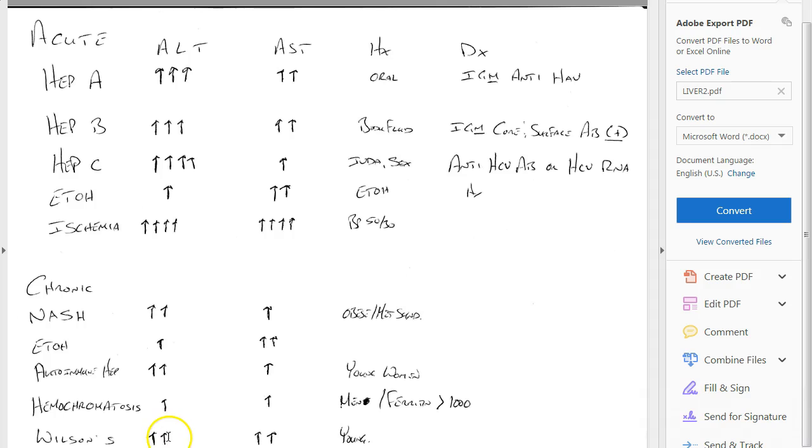Wilson's disease. This is probably the only thing in the chronic setting where you get a fairly decent spike in both your ALT and AST.